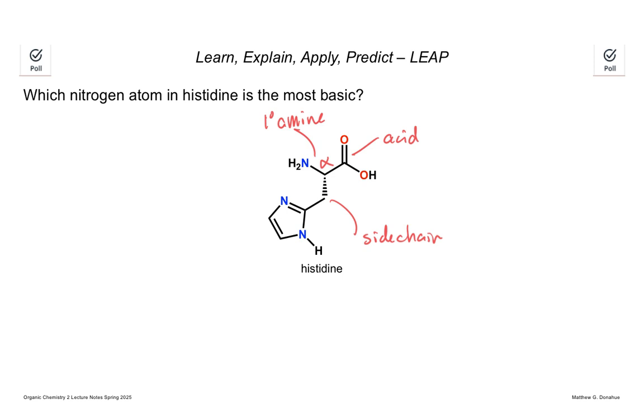And it says which nitrogen in histidine is the most basic. We just categorize them. That's sp3, sp2, sp2. And so from our trend, we know that the sp3 is going to be the winner.